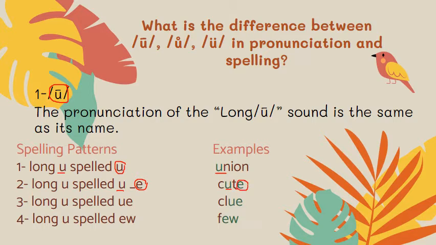The third spelling pattern, long U sound spelled U-E, okay? As in clue, you, okay? The fourth spelling pattern, long U spelled E-W. When I have E-W, together they make the sound U, as in few.